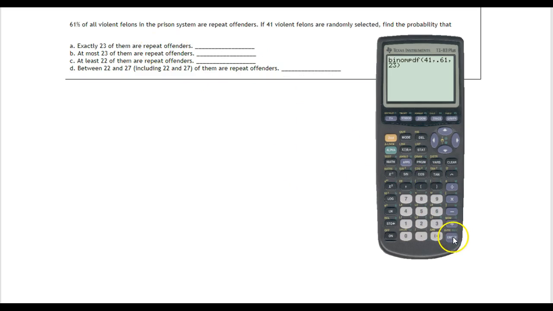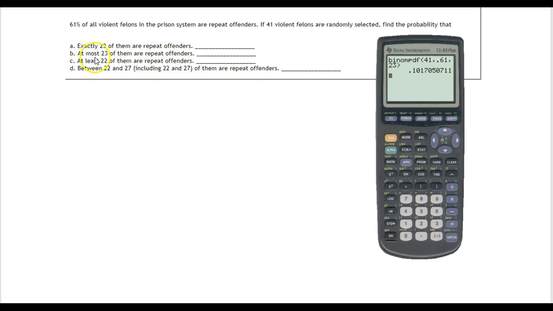Okay, so we're going to hit enter, and we'll round it to 4 decimal places. So it looks like it is 0.1017 would be the probability that exactly 23 of these violent felons are repeat offenders.